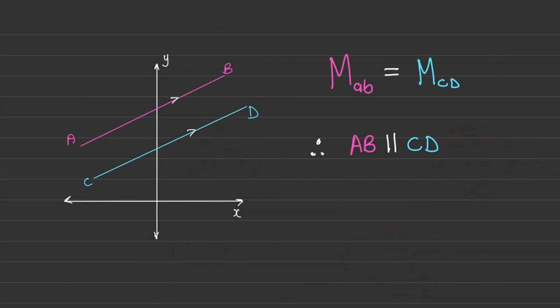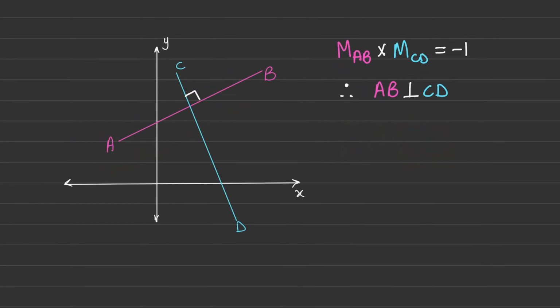The next property of gradients is that when two line segments are parallel to each other, then their gradients are equal to each other. So in this example, the gradient of line AB would be equal to the gradient of line CD. And then we can conclude that the line AB would be parallel to the line CD.